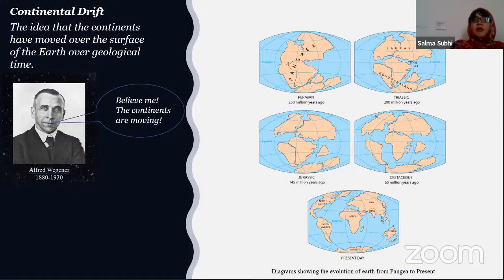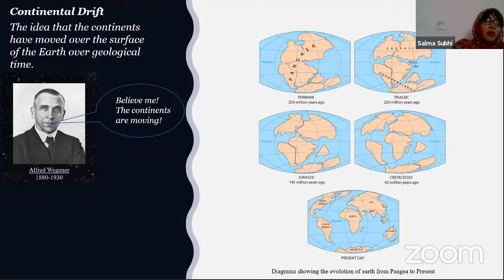He also presented the idea of continental drift, the idea that the continents have moved over the surface of the Earth over geological time. And you can see this here from the maps. He said, believe me, the continents are moving. He was trying to convince the other scientists and prove to them that the continents are moving. Look at the maps here. You can see the diagrams here showing the evolution of the Earth from Pangaea to the present day. Pangaea drifted apart and the continents separated into Laurasia, Gondwanaland, and so on, till we come to the present day.